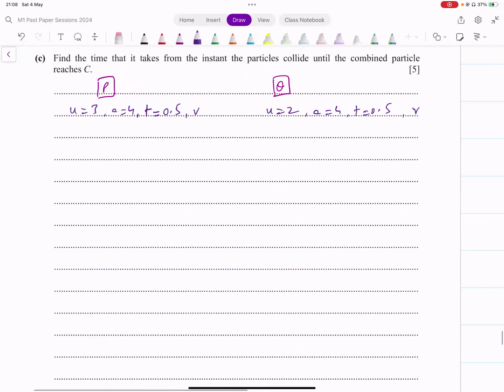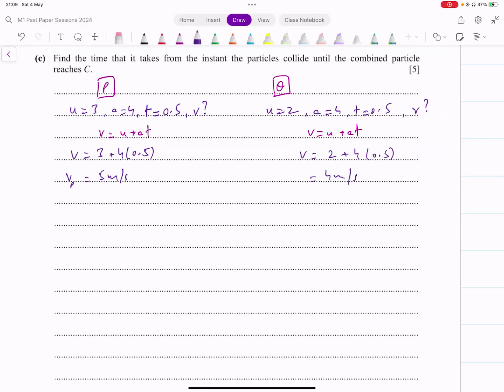Let's find their velocities first of all. What are their velocities going to be? V equals U plus at, we can use that in both of them. Here as well, V equals U plus at. What do we get? V equals 3 plus 4 times 0.5. That gives us 5 meters per second. That's the velocity of P just before collision happens. And similarly here, V equals 2 plus 4 times 0.5. That is 4 meters per second. That's the velocity of Q just before collision happens.